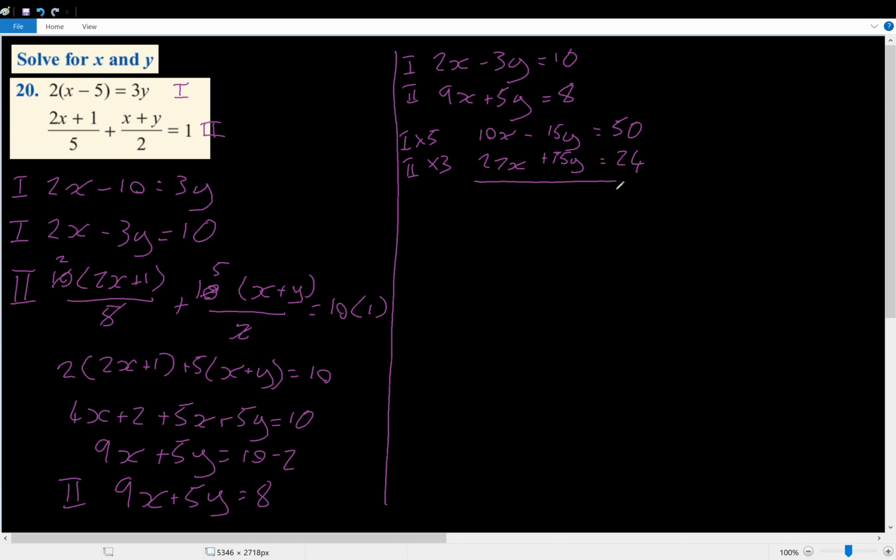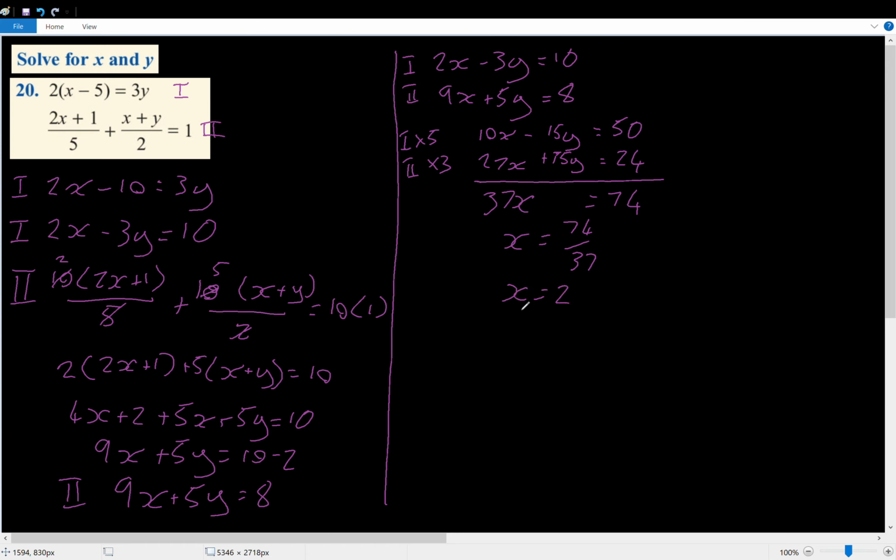Now we can draw a line across, and we're going to add everything down. So 10x plus 27x is 37x. Minus 15y plus 15y is 0. And 50 plus 24 is 74. So we have 37x equal to 74, which means x is equal to 74 over 37. So x is equal to 2.